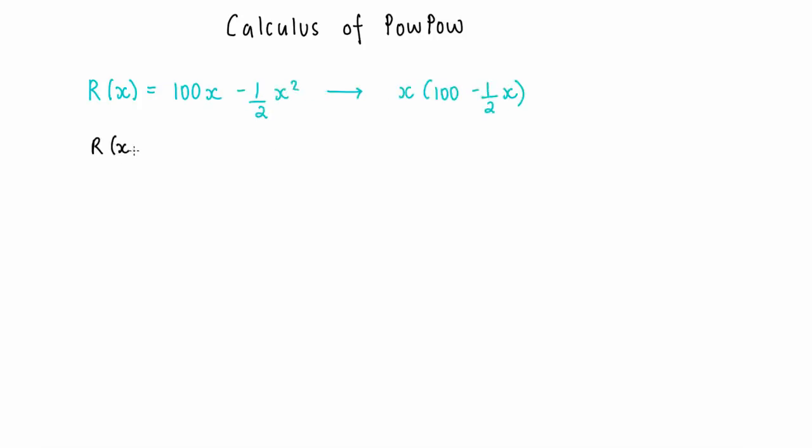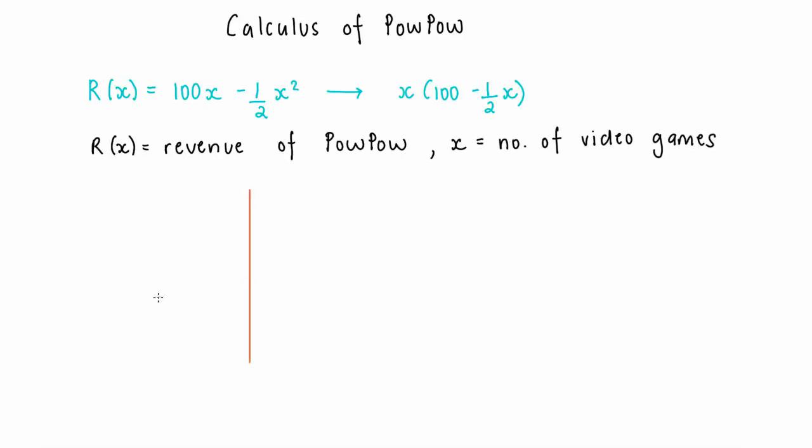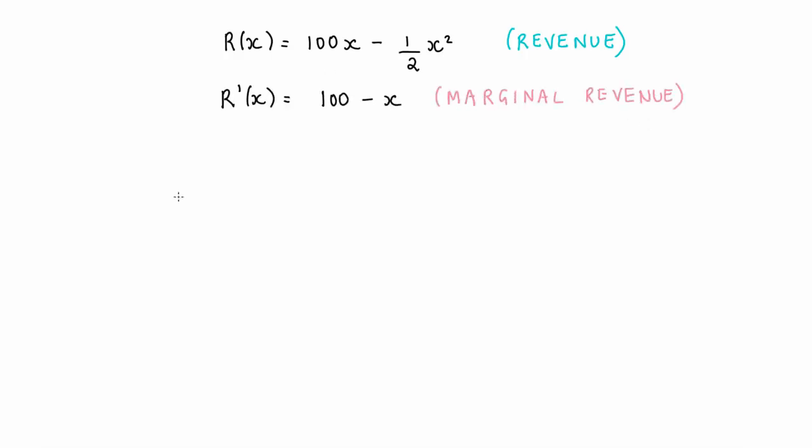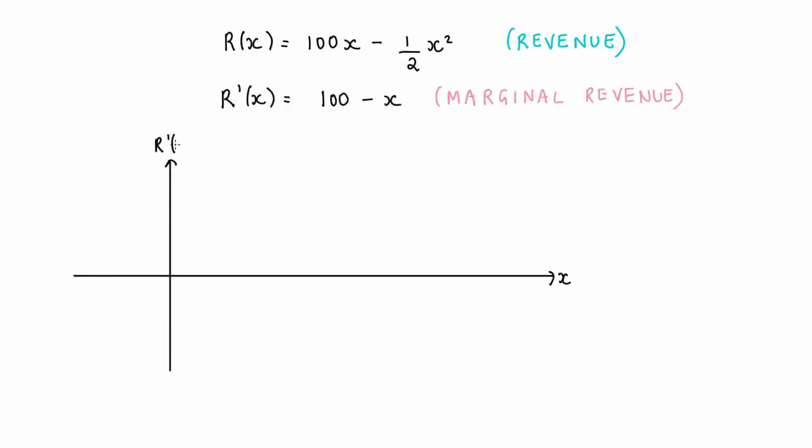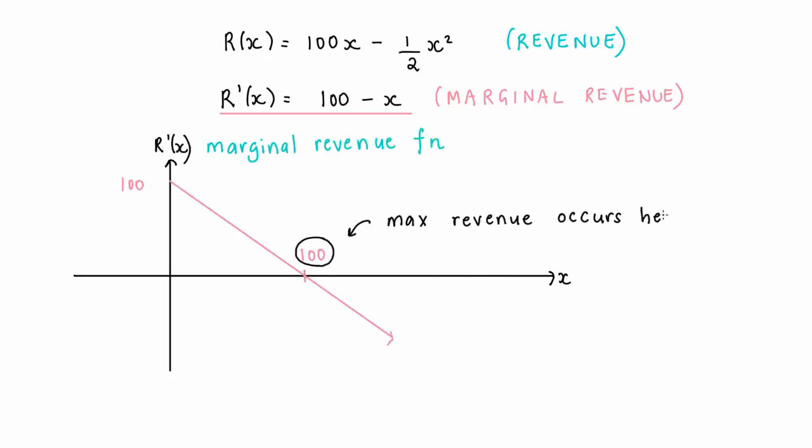Let's say we model the revenue for PowPow and produce the revenue function as R(x) equals 100x minus a half x squared, where R is the revenue and x is the number of video games sold. If we graph the revenue function, we get a concave down parabola. Marginal revenue is the first derivative of revenue. Differentiating the function, we get R'(x) equals 100 minus x. R'(x) is the gradient function of R(x), so the rate of change of revenue, which is called marginal revenue.